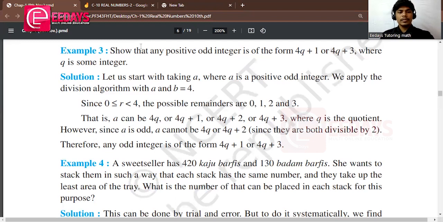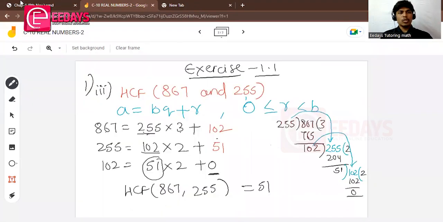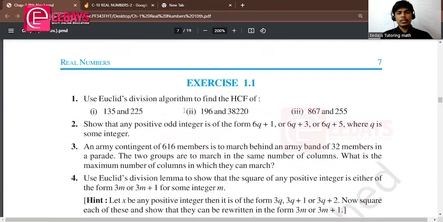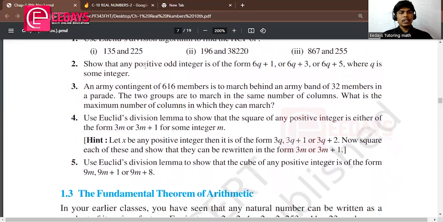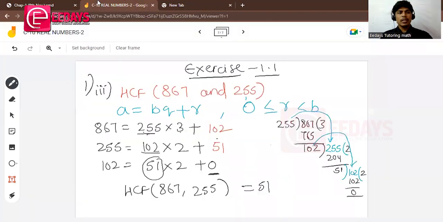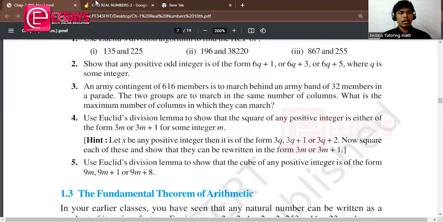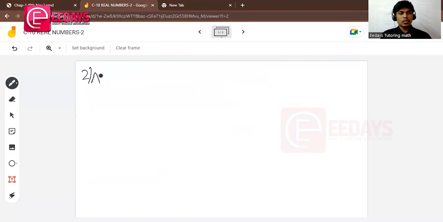Observe carefully. Here is the question they gave. 6q plus 1. Second one: show that any positive odd integer is in the form of 6q plus 1, 6q plus 3, 6q plus 5. Let's do the next question, question number 2. So let A be any positive integer.